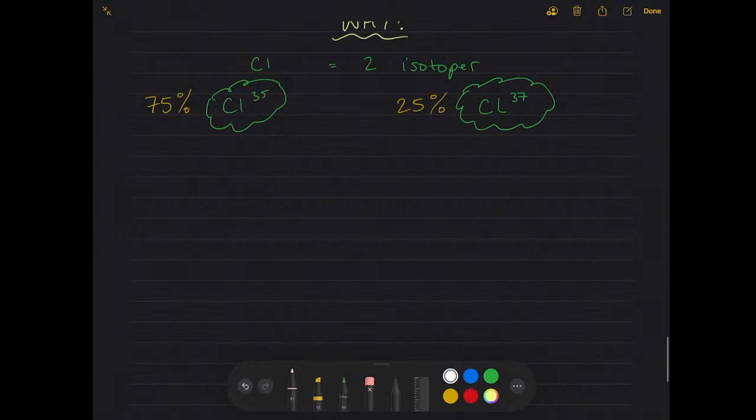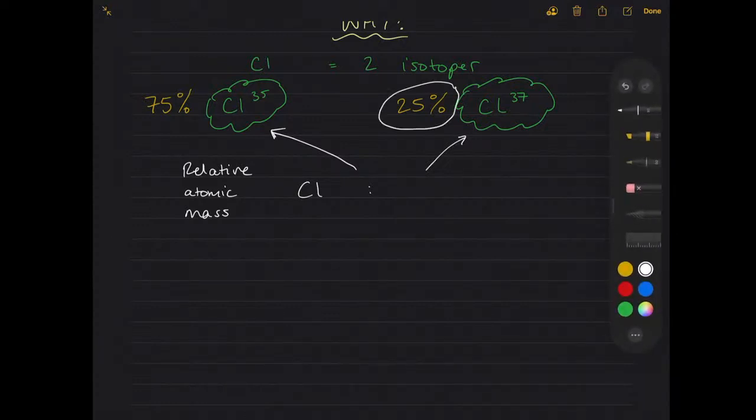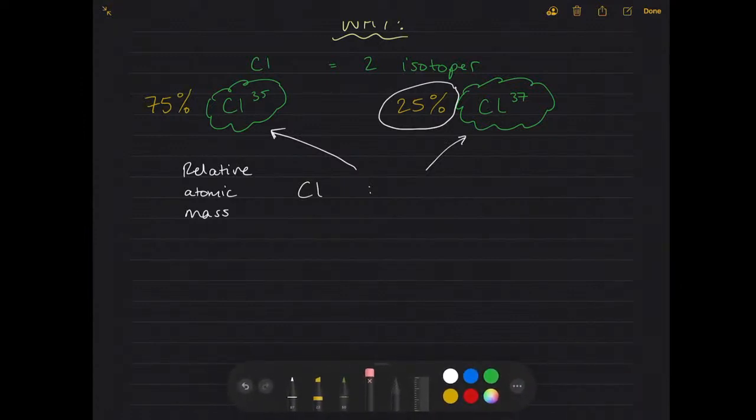So when we're trying to decide the relative atomic mass of chlorine, which one should we use? Should we use chlorine 35 or chlorine 37? Some of you might say chlorine 35 because there is more of it. That would still be wrong, because 25% of chlorine is not 35. We've got to be careful of that. So the only fair thing to do is to average and take into consideration how much we have of each.